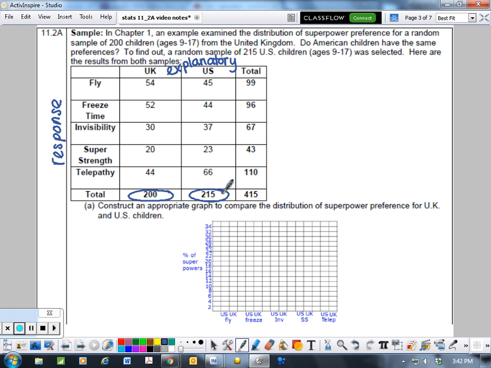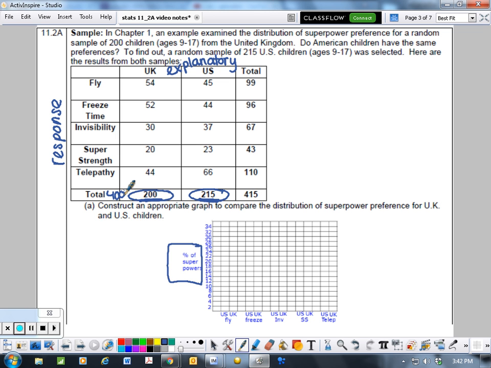And why are we graphing this with percentage instead of counts? Well, because they have different totals, and the totals are pretty close, so you can still kind of judge that. But because they have different totals, it's hard to say, like let's say this one was 400, and I'm comparing to 215. If I'm only comparing the numbers, it's hard to tell because the United Kingdom would definitely have more numbers altogether. So I can't really say, well, the United Kingdom has more kids that choose fly. Yeah, but you also had more kids in the United Kingdom that you picked from. So we calculate those proportions.